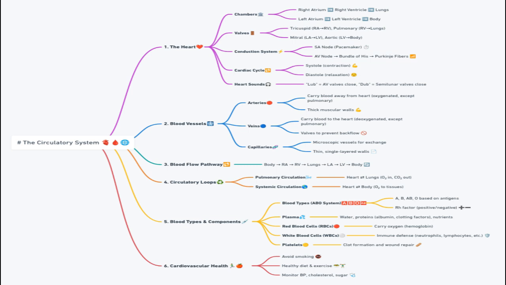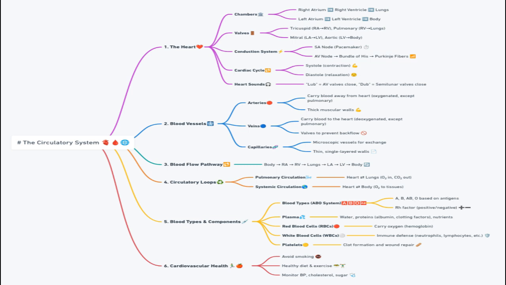Right, so the pathway of blood is simple: superior vena cava, inferior vena cava to the right atrium, tricuspid valve, right ventricle, pulmonary semilunar valve to the lungs, to the pulmonary veins, bicuspid valve, left atrium, aortic semilunar valve, aorta into the body and organs or cells.